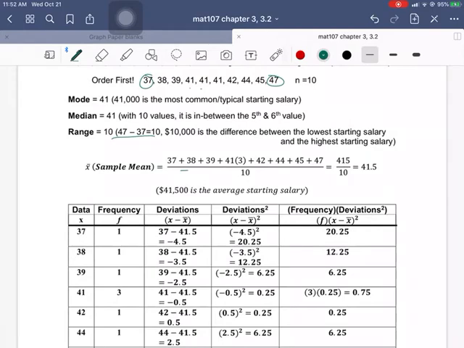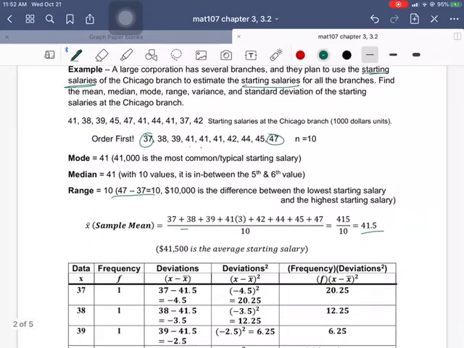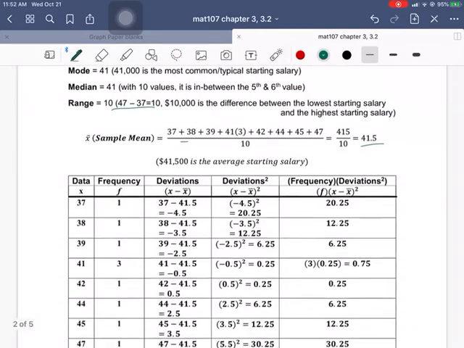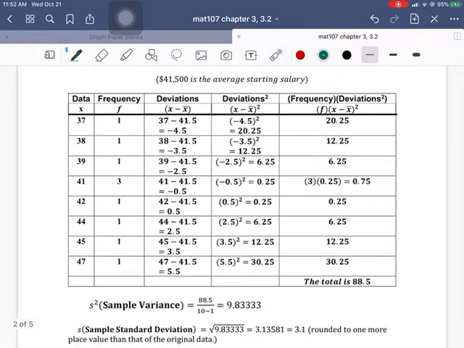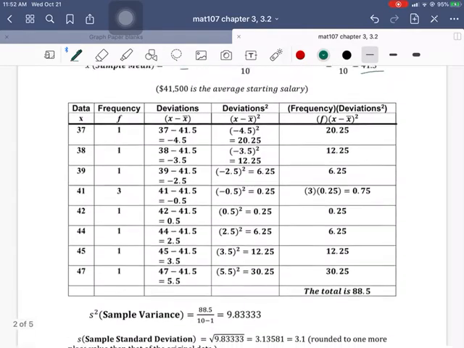And then to find the mean, all we do is add them all up. And remember, there are 3 41s, okay? And then divide by 10, so you get your sample mean. So 41,500 is the average starting salary. All right, so that takes care of the mean, median, mode, and range.